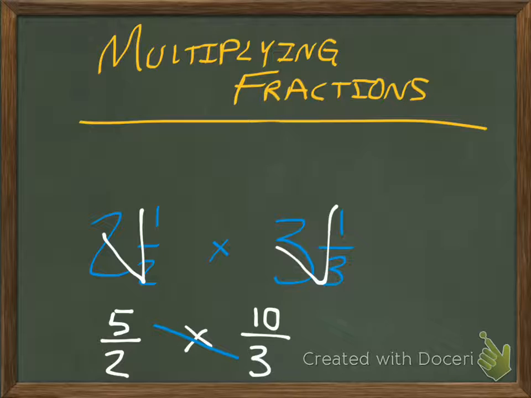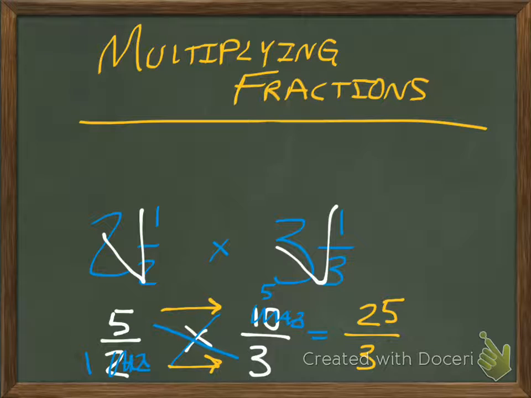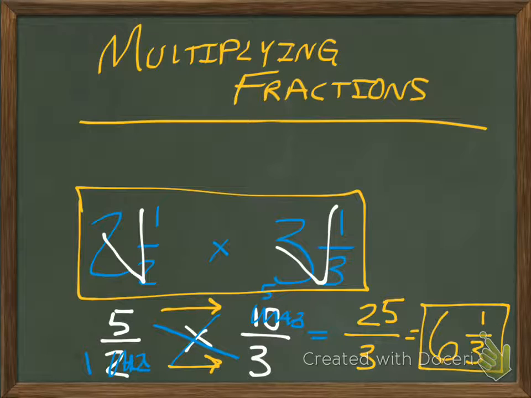5 and 3 do not have anything in common. 10 and 2 I can divide by 2. So I have 1 over here and 5 over here. Multiply straight across. 5 times 5 is 25. 1 times 3 is 3. And now all I need to do is simplify. 3 goes into 25 8 times with 1 left over. 8 1/3 would be my final answer to this original problem. And all I really did was use that check mark, then multiply it straight across.